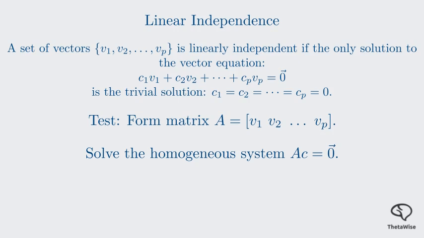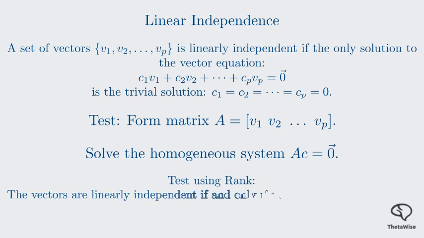A quick way to check this is to find the rank of the matrix A. The vectors are linearly independent if and only if the rank of A is equal to the number of vectors. The rank is the number of non-zero rows in the row echelon form of A.